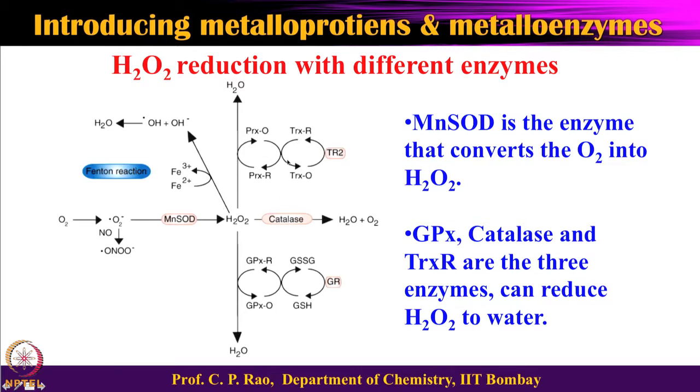The cofactors such as PRX reduced will go to PRX oxidized, and that will bring the thioredoxin reductase into the oxidized form, and then this will act on the TR2. So, this will also remove the H2O2 into water, and then the glutathione peroxidase again.